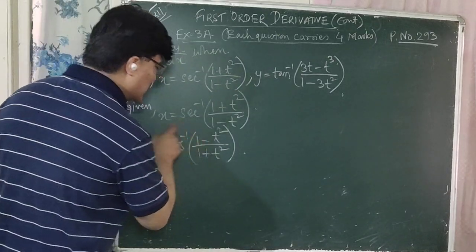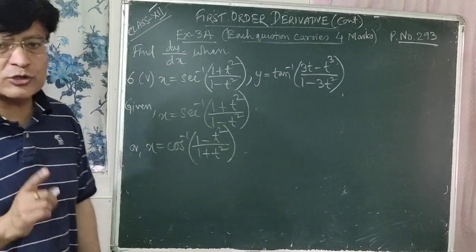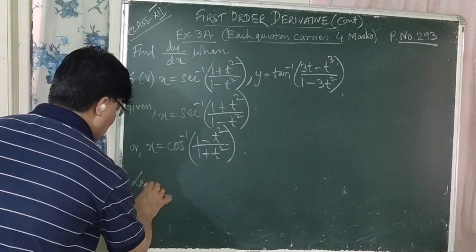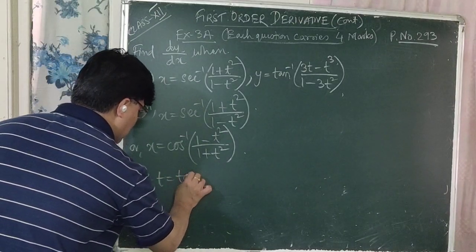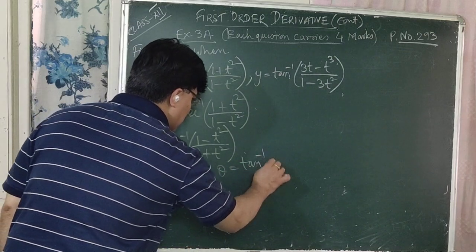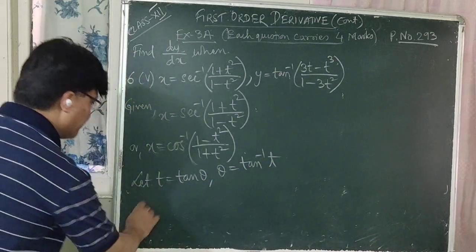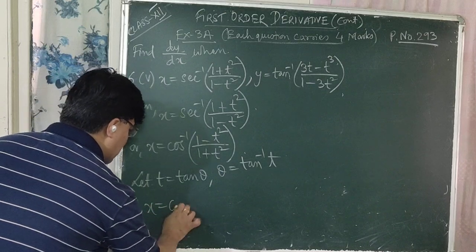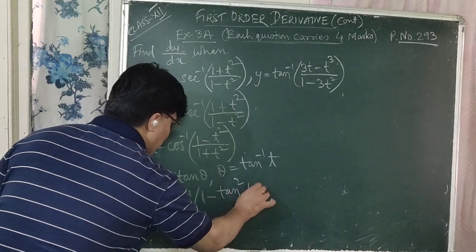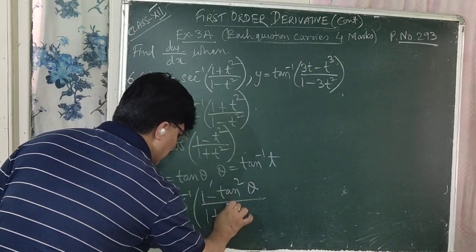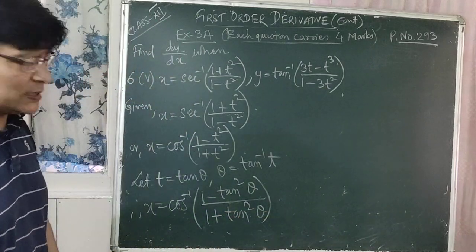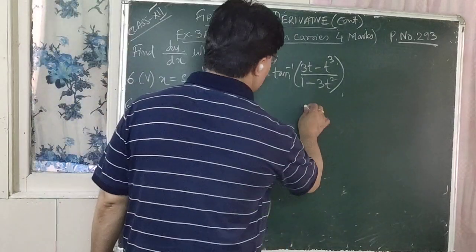So what should we put for t so that we can have cos inverse cos 2 theta? You should put t is equal to tan theta. So let t is equal to tan theta. What is the value for theta in this case? It is tan inverse t. So therefore x is equal to cos inverse within bracket 1 minus tan square theta divided by 1 plus tan square theta, right?